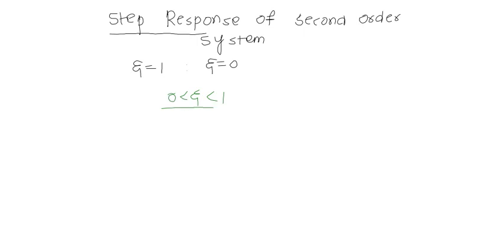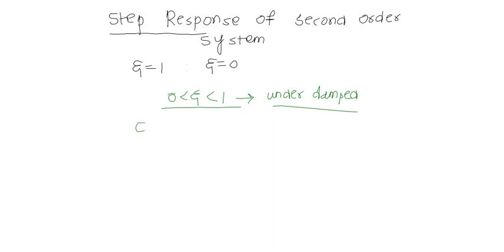When zeta value varies in between 0 and 1, that type of system is called the underdamped system. Underdamped system response when the input signal is step.